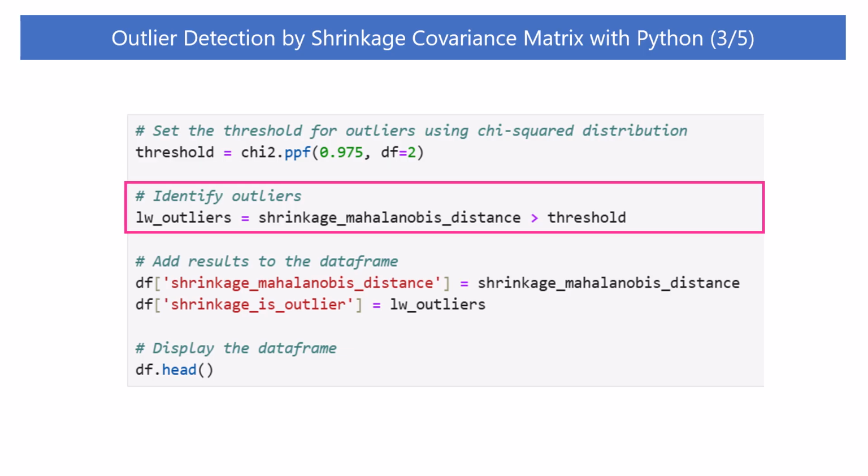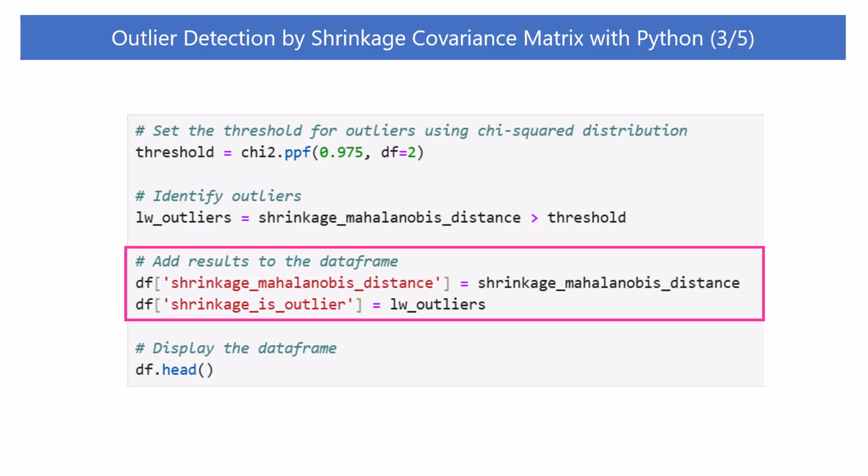Next, we determine whether each data point's Mahalanobis distance exceeds the threshold. The results of this evaluation are stored in a variable LW_outliers as a Boolean array, where data points exceeding the threshold are recorded as true and others as false.